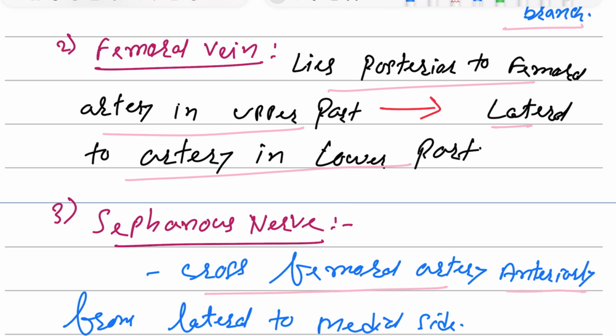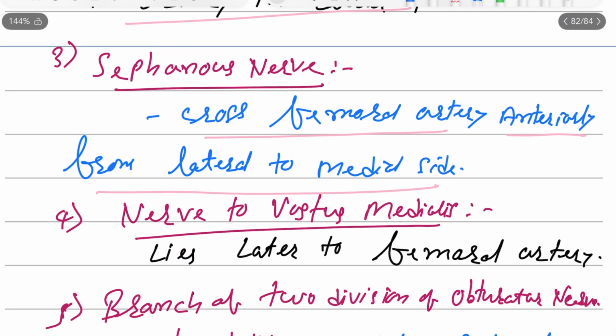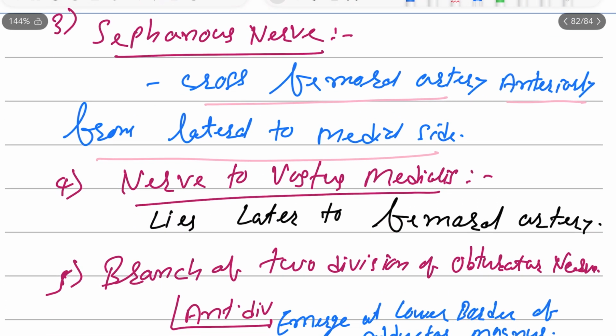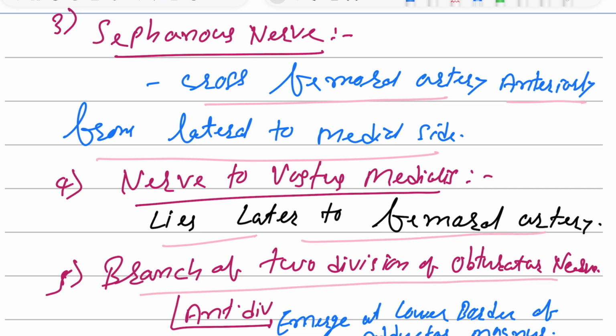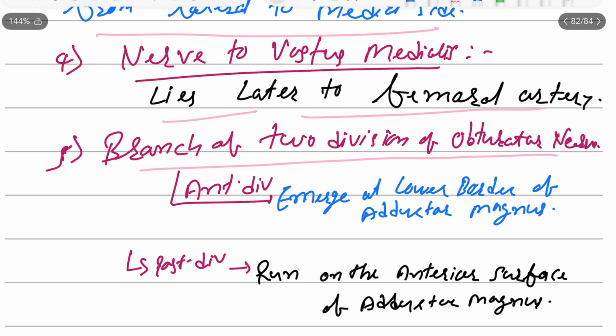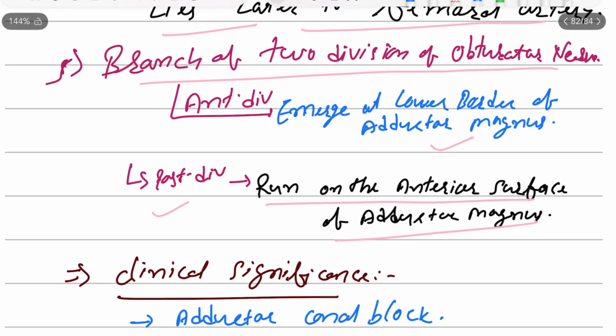The saphenous nerve crosses the femoral artery anteriorly from lateral to medial side. The nerve to vastus medialis lies lateral to the femoral artery. Branches of the two divisions of the obturator nerve: the anterior division emerges at the lower border of adductor magnus, and the posterior division runs on the anterior surface of adductor magnus.